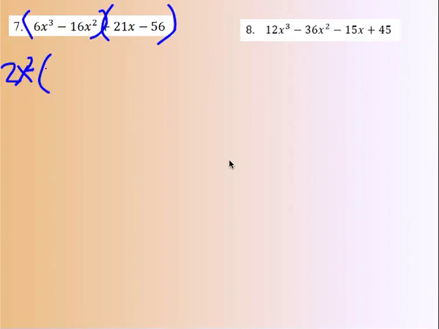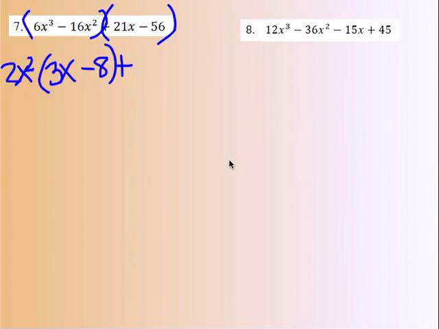6 divided by 2 is 3, and then x. Negative 16 divided by 2 is negative 8. The x squared over x squared cancels. So I'm going to have a positive greatest common factor here.